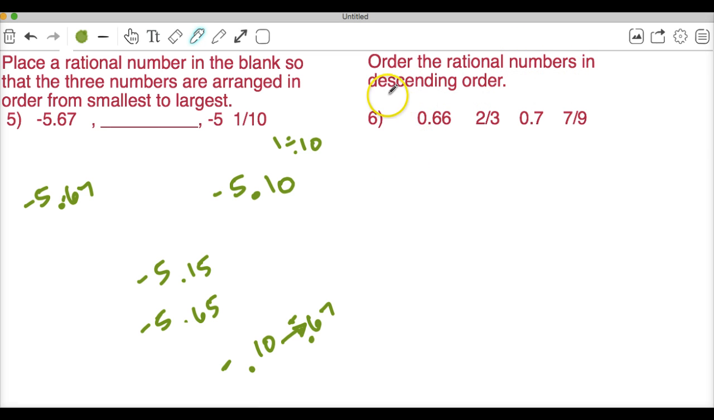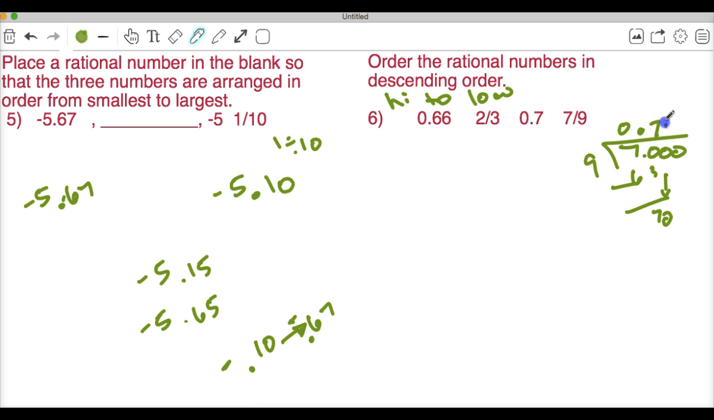The next one: order the rational numbers in descending order. So remember, descending means to go from high to low. And I'm going to go ahead and convert these to decimals. So 7/9, so that's 7 divided by 9. Will be 63. So this is going to be a repeating decimal, I can tell. So I'm just going to stop here. And that's going to be 0.777 repeating.